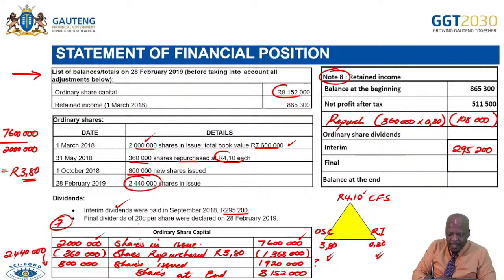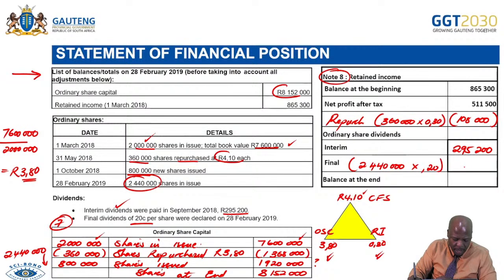Final dividends of 20 cents per share were declared. So I'm going to open a bracket, and then I will put in my number of shares at the end, which is 2,440,000. Then I multiply that by my 20 cents.